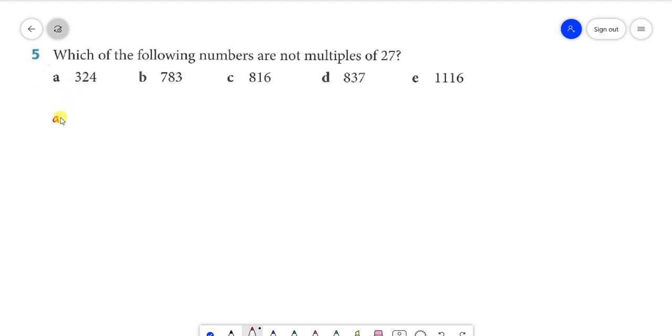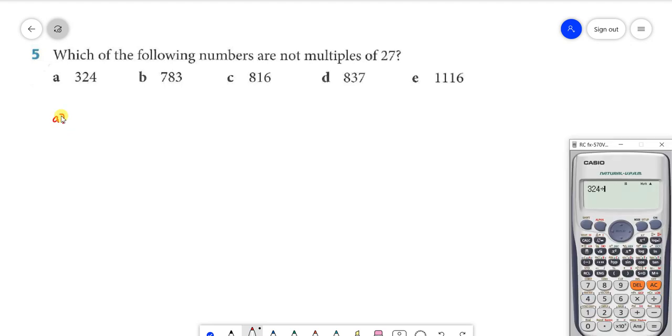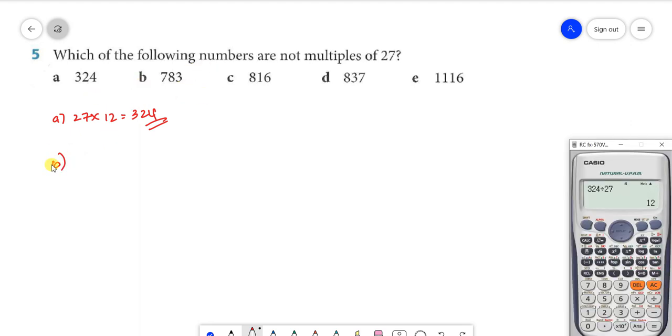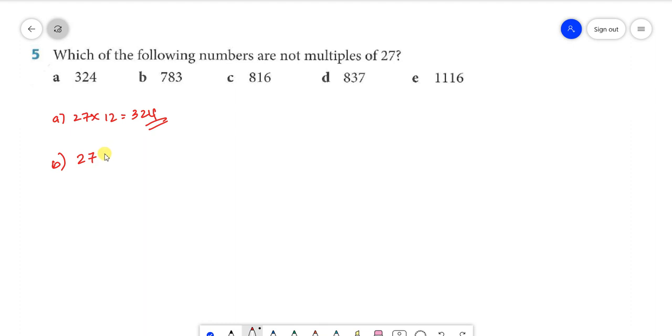So let's say A. Let's check 324 divided by 27. Yes, so 27 times 12 is equal to 324. Hence 324 is a multiple of 27. Moving to B. 783 divided by 27. Yes, so 27 times 29 is equal to 783. So 783 is also a multiple of 27.